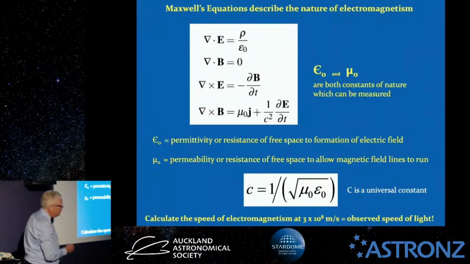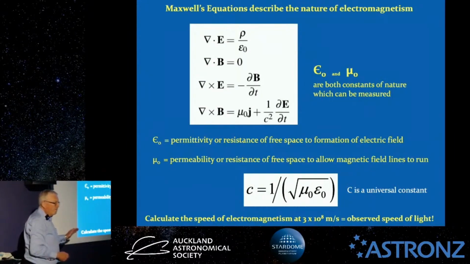So he described it in these four straightforward, simple equations he put forward. And these four equations describe everything we know about electromagnetism. Very, very important. In these equations, there are two constants of nature that he discovered, which are measurable. The first one is epsilon, which is in the equation here, and mu. Both of these are constants of nature which can be measured. And what do they stand for? Epsilon refers to the permittivity, or in other words, the resistance of free space to formation of electric field. Mu refers to the permeability, or the resistance of free space to allow magnetic field lines to run.